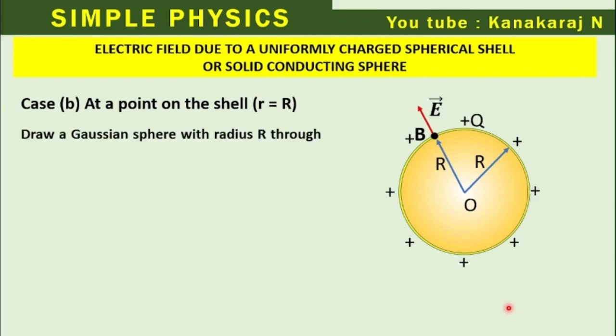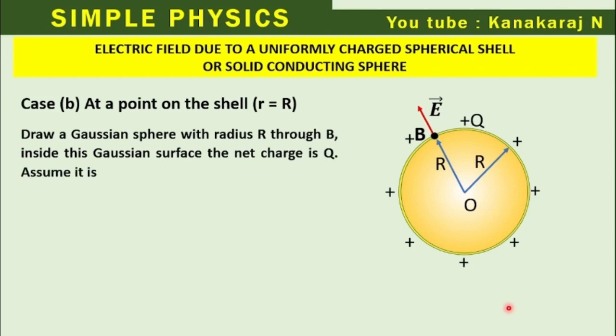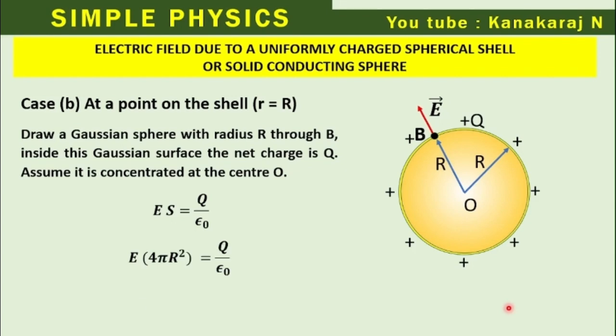Draw a Gaussian sphere with radius capital R through B. Inside this Gaussian surface, the net charge is q. Assume it is concentrated at the center O. By Gauss law, ES equals q divided by epsilon naught, and S is the surface area of this Gaussian sphere, which is equal to 4 pi R square. Finding the value of electric field, E equals 1 by 4 pi epsilon naught q by R square.